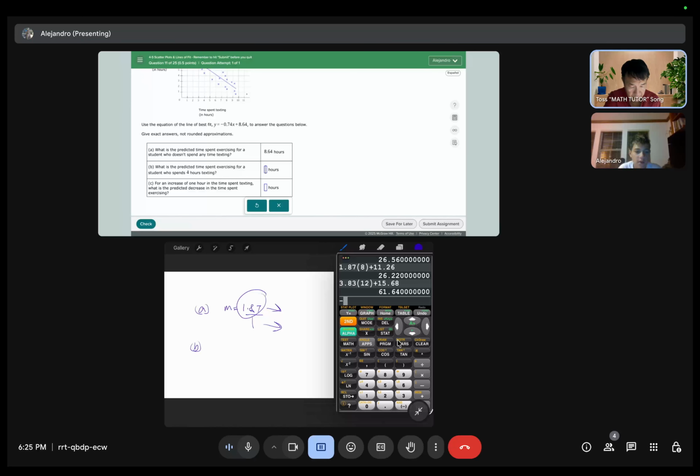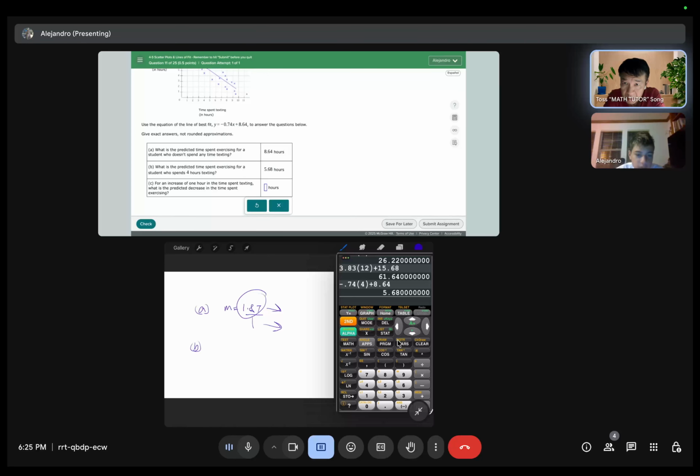What is the predicted time spent exercising for 4 hours of texting? So we're going to plug it in. Let me explain, if you use the calculator on the side, you see that icon there, right? You don't have to worry, it will work. But I'll do it. You can also use that if you don't have the calculator with you. So here we go. It'll be negative 0.74 times 4 hours plus 8.64. So it's 5.68 hours exercising. Double check. Yeah, looks good.